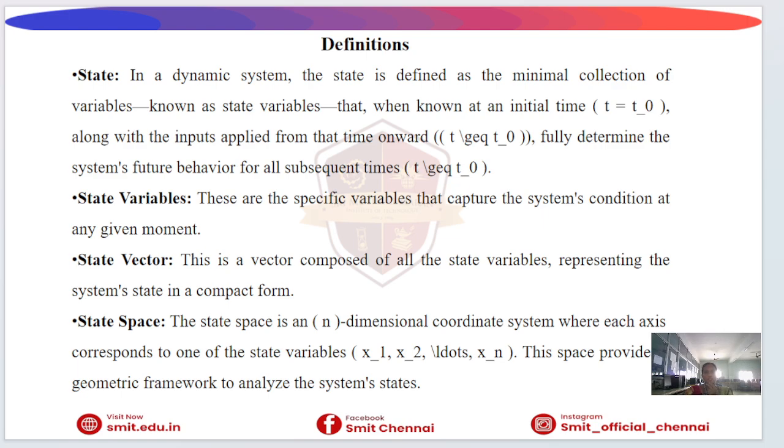Definitions. It introduces important terms: state variables, state vector, and state space. What is meant by state? State is the minimum information needed to predict the future behavior. State variables are the variables describing the system condition. State vector is a vector collection of all state variables. State space is a mathematical space formed by state variables. These concepts form the foundation of state space analysis.